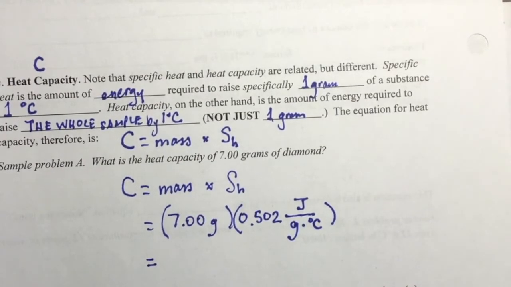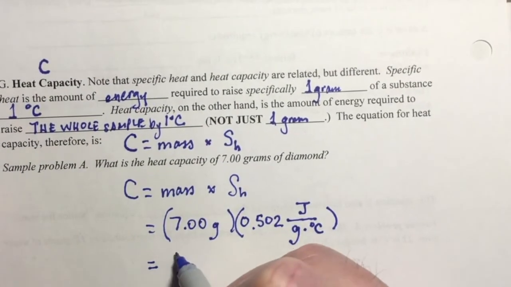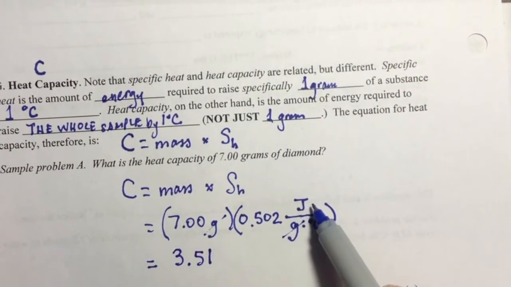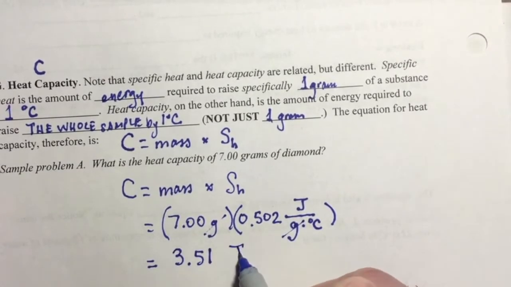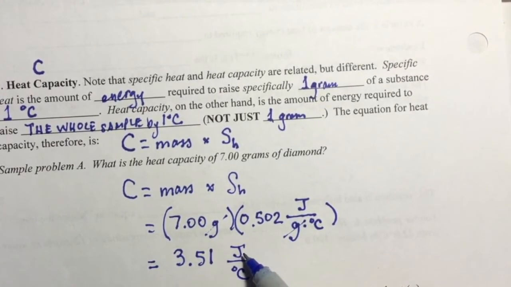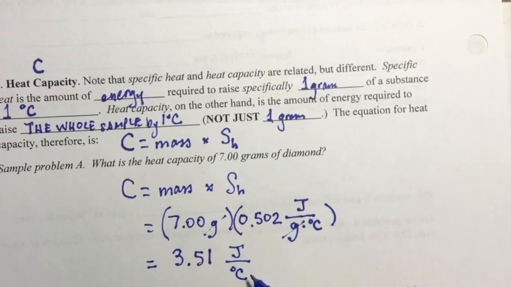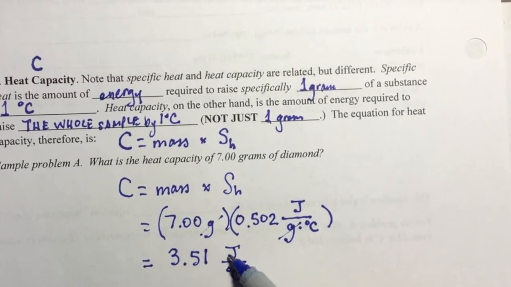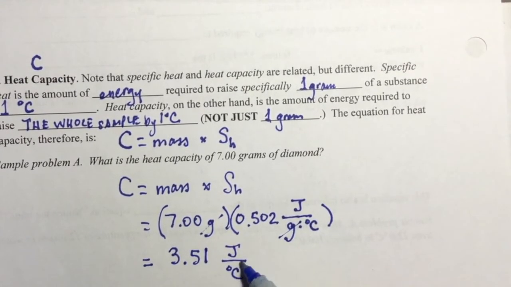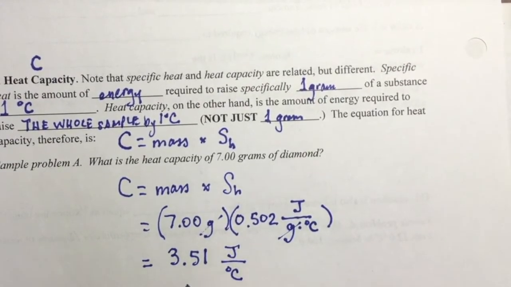We now plug that into our calculator and we get 3.514, rounded to 3 sig figs is 3.51. Grams cancel, and look at the units, joules per degree Celsius. Now let's notice these units for a moment. This is the amount of energy required per degree Celsius. It's some amount of energy required to raise the whole sample by 1 degree Celsius. And so there is no mass unit left in these units for heat capacity because they have been canceled out. Okay? And there we go.